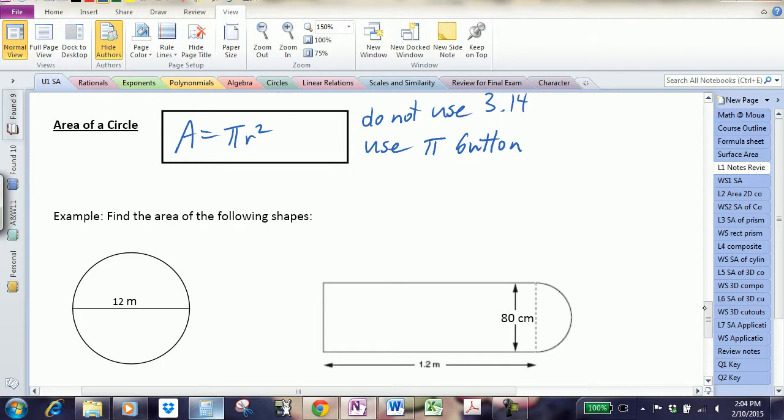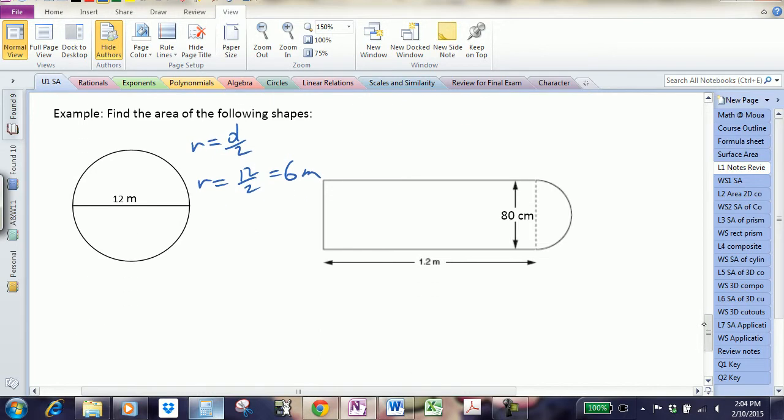So, first of all, what's wrong with this circle? Not what's wrong with it. This diameter. Bingo. So the radius equals? Good. Diameter divided by 2, or half the diameter. So 12 divided by 2, which is 6 meters. So the area equals pi r squared. That's our formula.